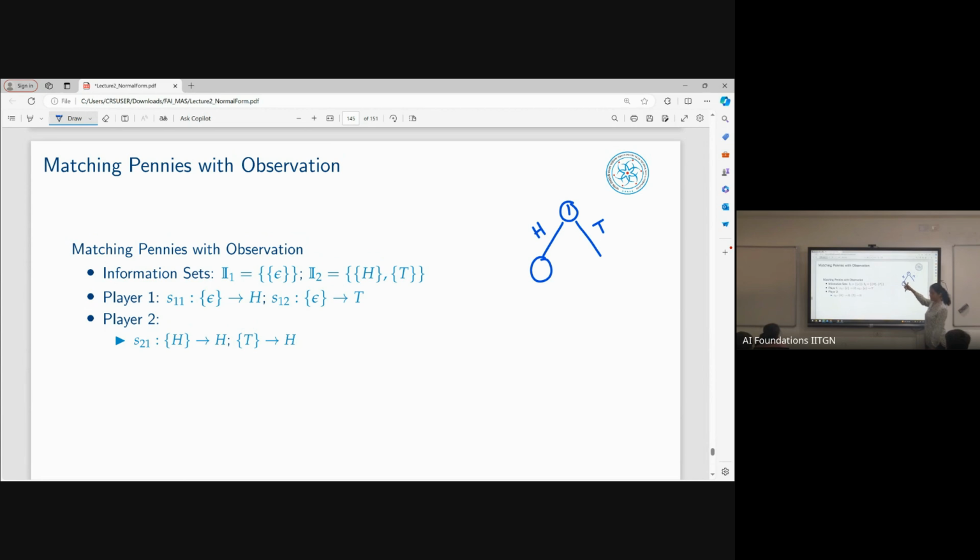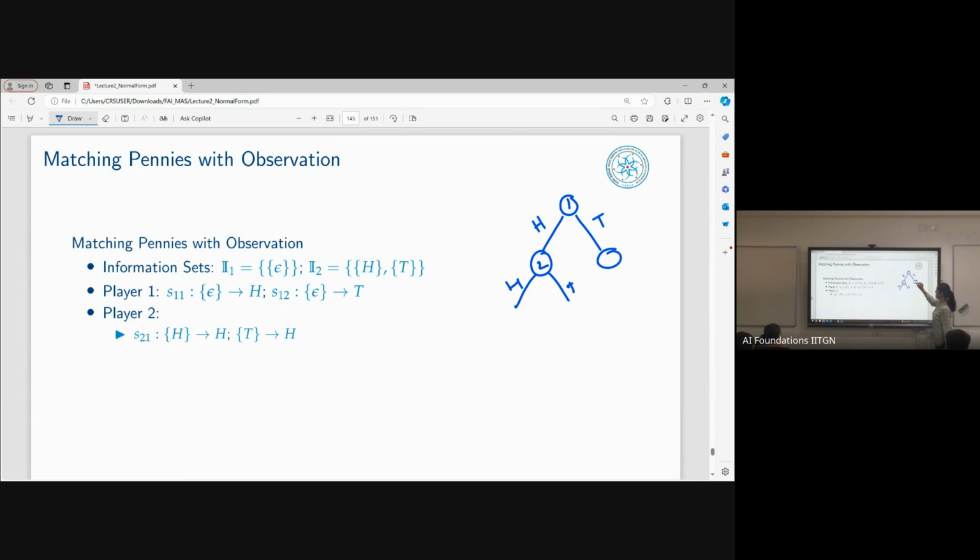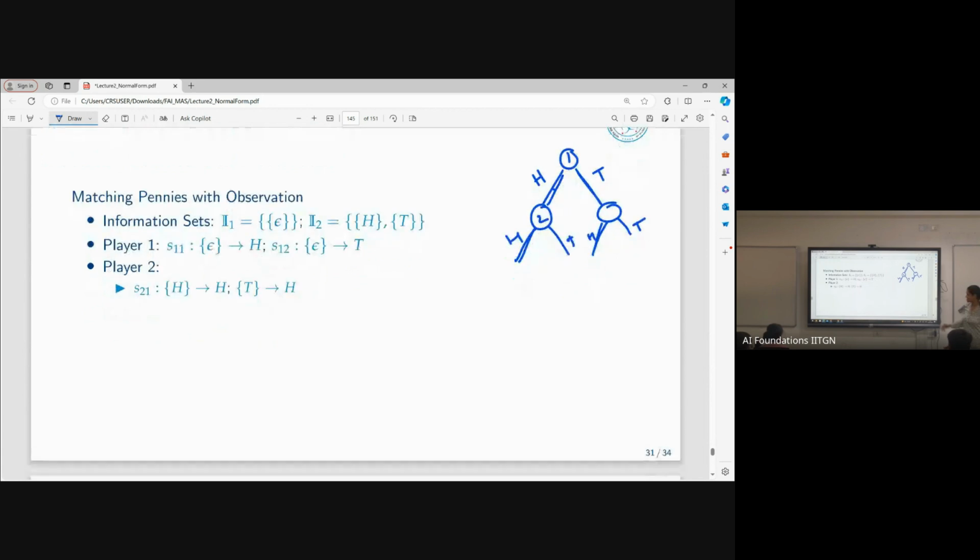If player one had heads, what should I do? Should I do heads or should I do tails? If player one has done tails, what should I do? Should I do heads or should I do tails? So there are twofold decisions that I make, and this leads to four possible strategies. So I play heads when player one plays heads, I play heads when player one plays tails. So that is one strategy I could use. Or the other, and so on, you list all the other strategies.